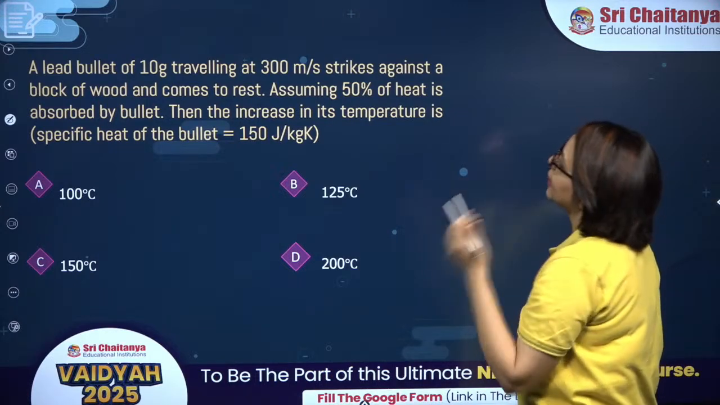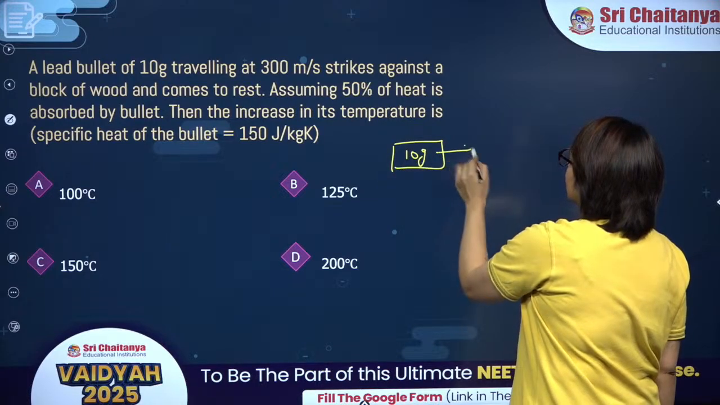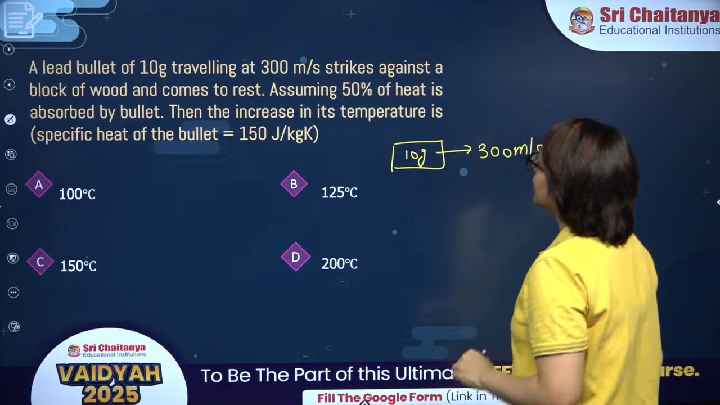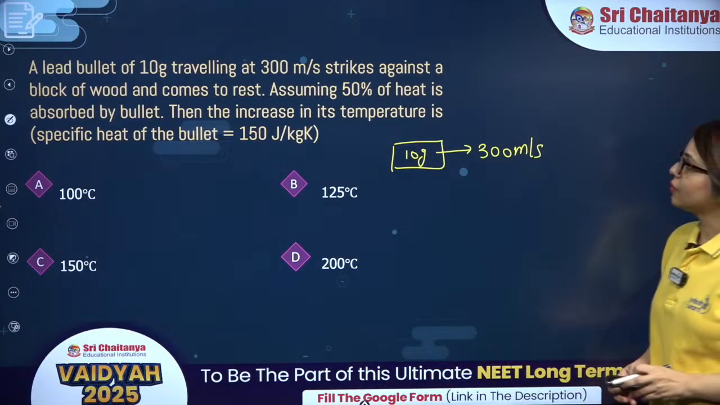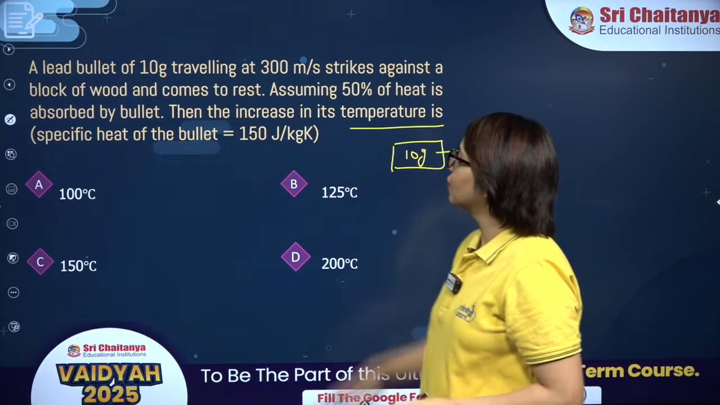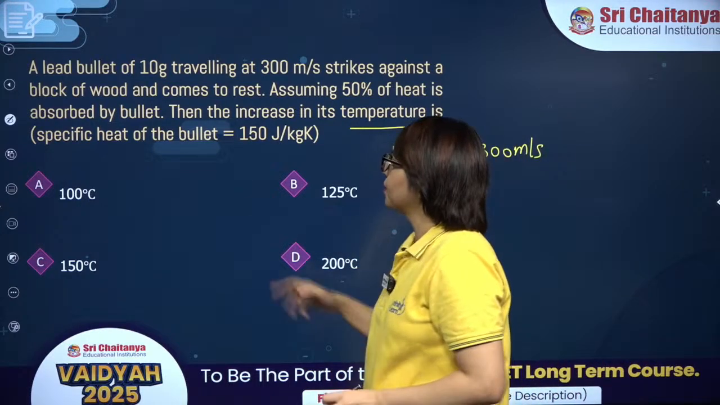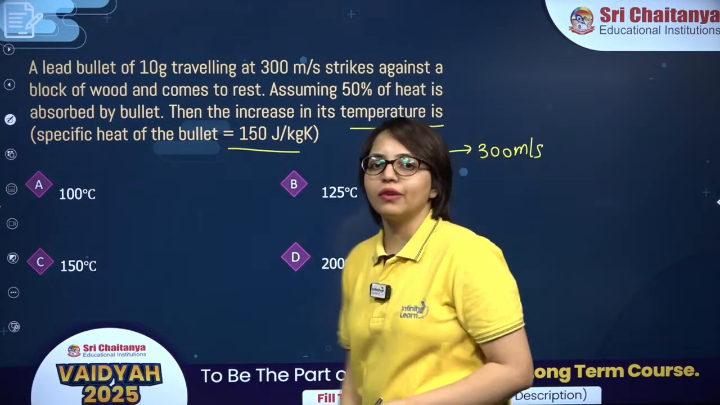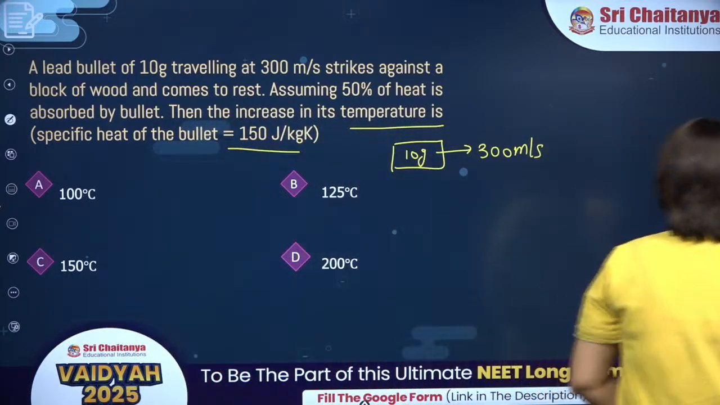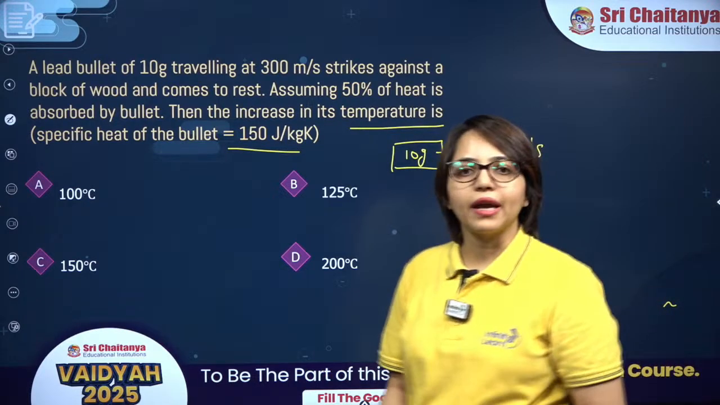A bullet of mass 10 gram traveling at 300 meter per second strikes against a block of wood and comes to rest. Assuming 50% of heat is absorbed by the bullet, what will be the increase in its temperature if it is absorbing 50% of the heat produced? And specific heat of the bullet is 150 joule per kilogram per Kelvin. Try this one everyone. This is the combination of thermal physics and mechanics.